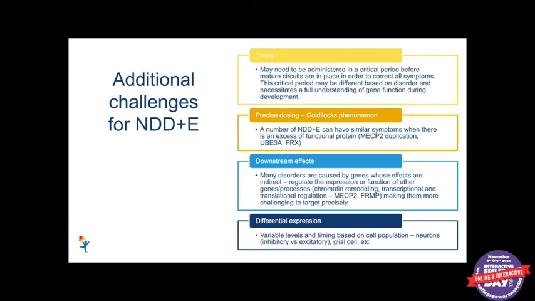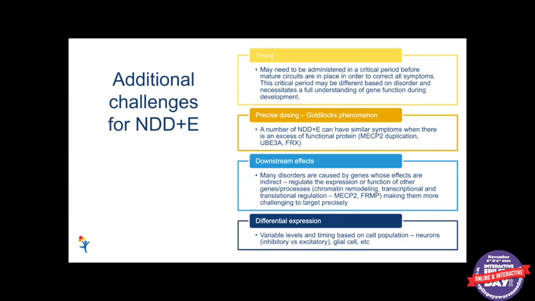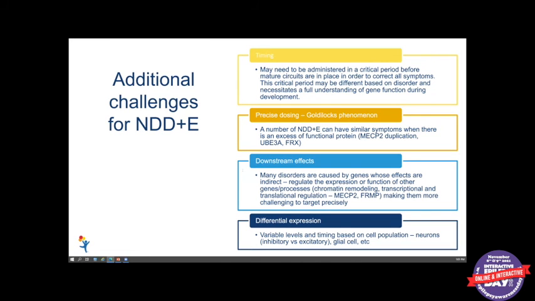What are some additional challenges for neurodevelopmental disorders? So again, we talked about this timing piece of things, right? It may need to be delivered in a critical period before brains have matured, and that critical period may be different based on different disorders, and we will need to understand how that gene functions both in childhood as well as all the way back to fetal development in order to figure out when that critical window is.